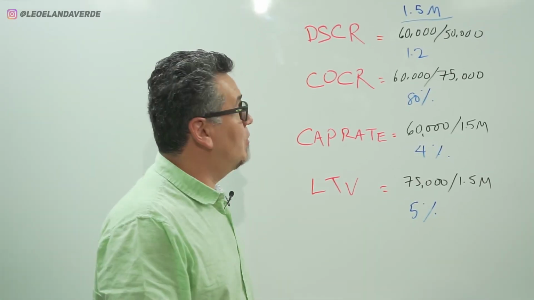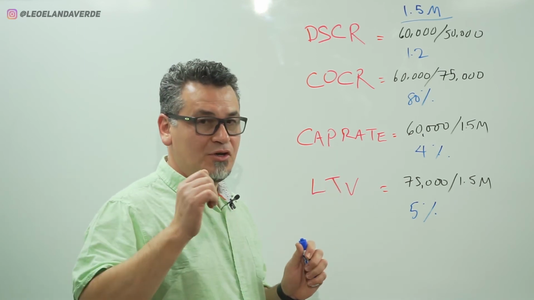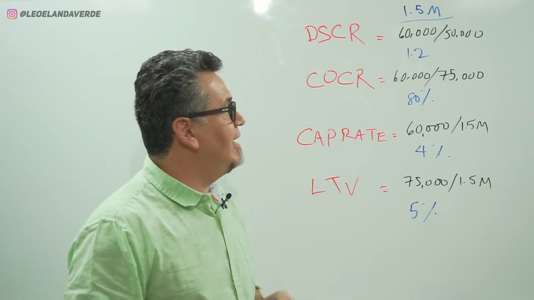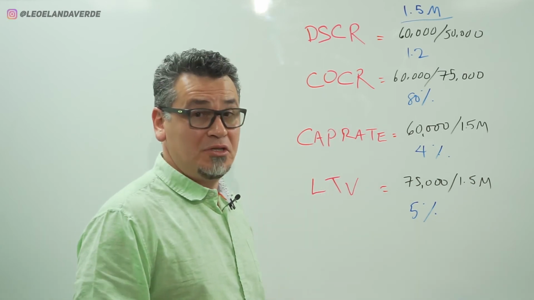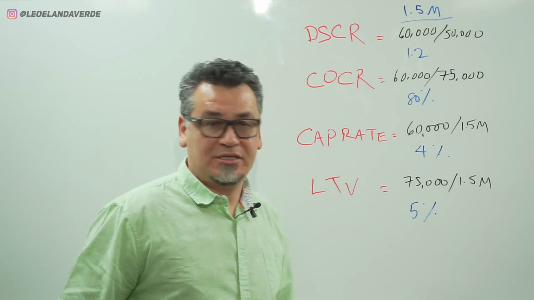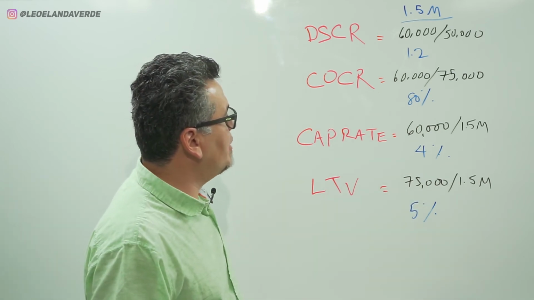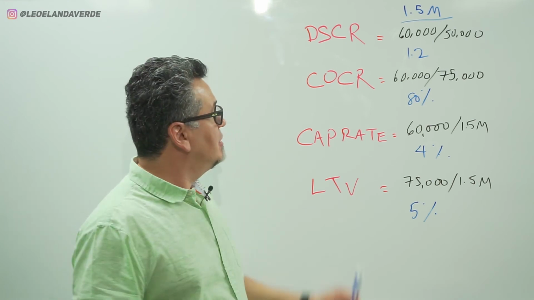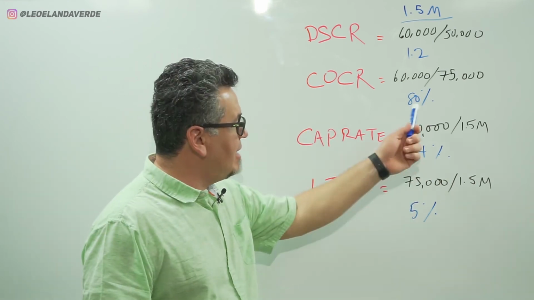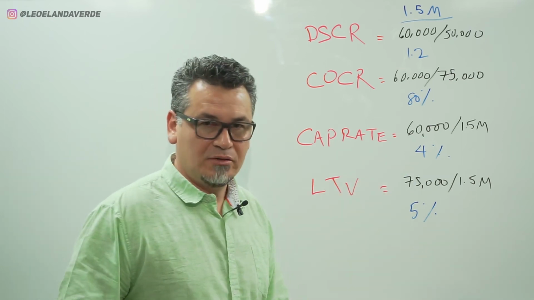Okay, here's another example, right? I've changed it. I want you to put your underwriting hat on and just walk through this together and tell me if you would do this deal. So it's a $1.5 million property. Forget about where it is in the country. It could be anywhere in the US. Potential debt service coverage ratio at 1.2. Cash on cash return at 80%. Cap rate at 4%. LTV at 5%. Do we have a deal?